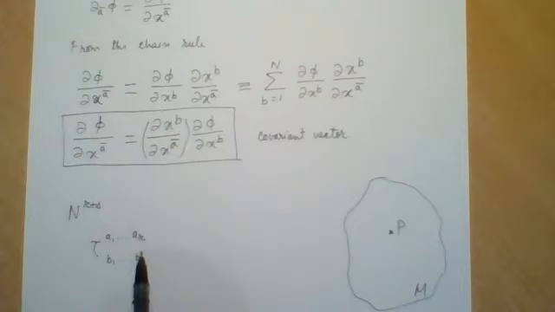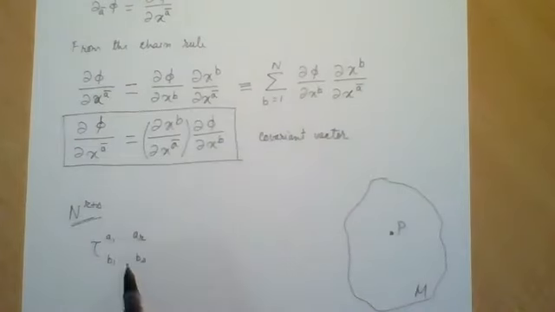For different values of a, a1 can take values from 1 to n, a2 can also take values from 1 to n. So in total, this object has n to the power r plus s number of components.